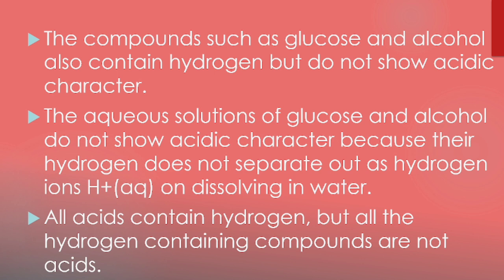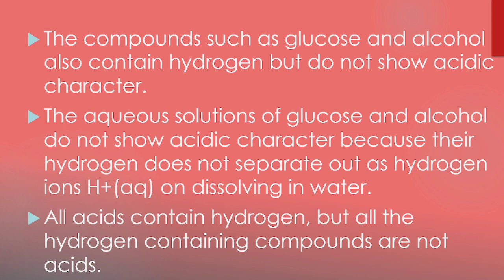Now, if we discuss other compounds having hydrogen, like I told you about water, the same way glucose. Glucose formula is C6H12O6, and alcohol. Alcohols have got a functional group OH which gives them alcohol properties. So, whether you consider glucose or any of the alcohol, they also contain hydrogen. But do they show acidic character? No. As we discussed, if they want to show acidic character, they have to dissociate in water to form H plus aqueous or hydronium ions. But when these substances are dissolved in water, they don't dissociate to form hydronium ions. So they are not acidic in nature.